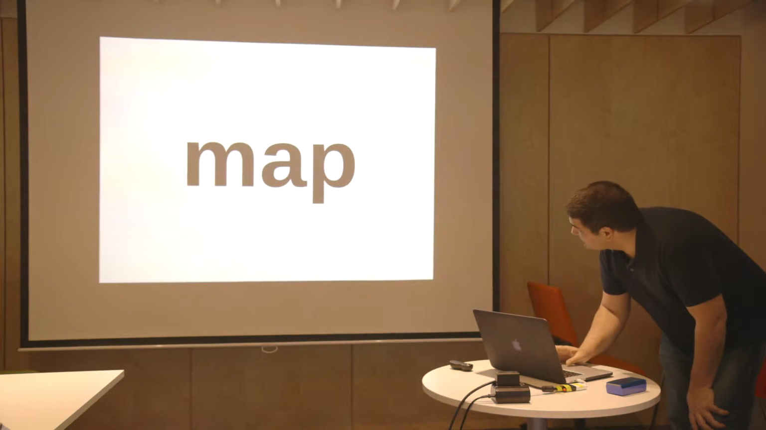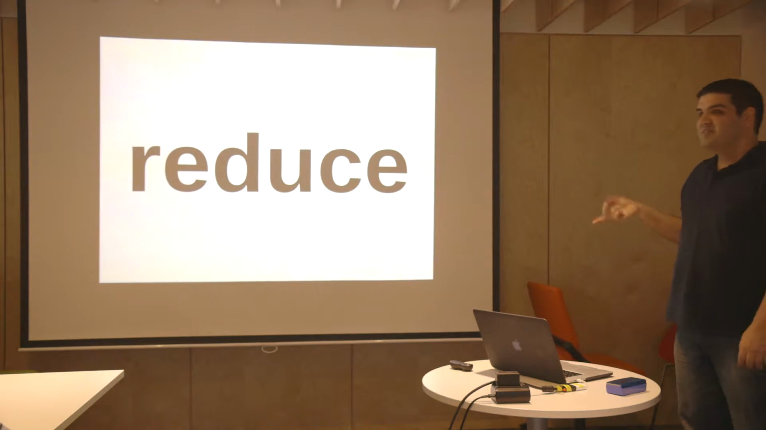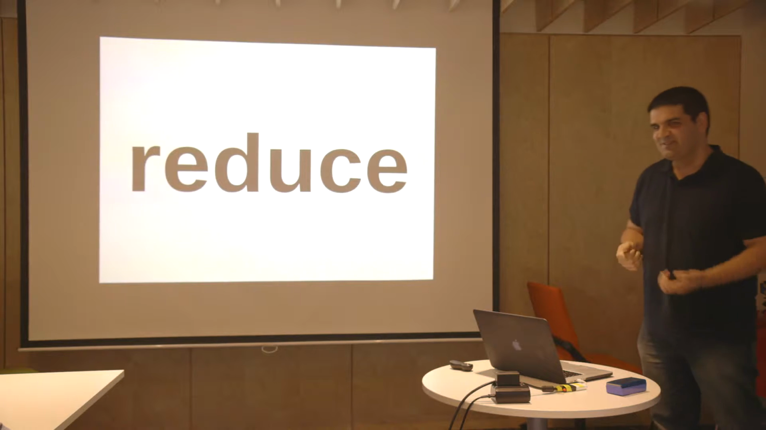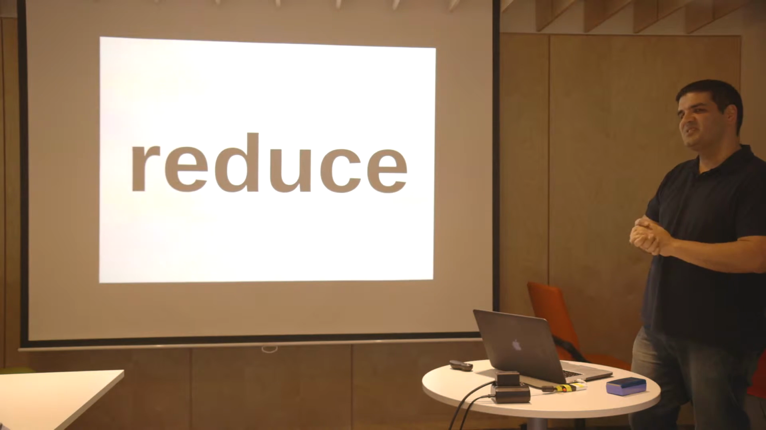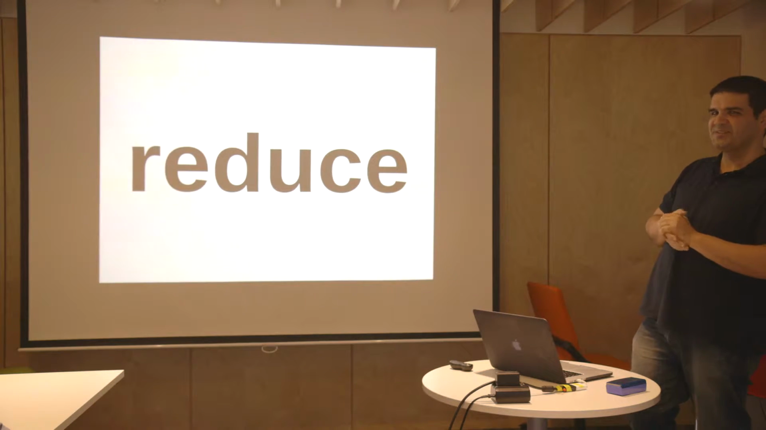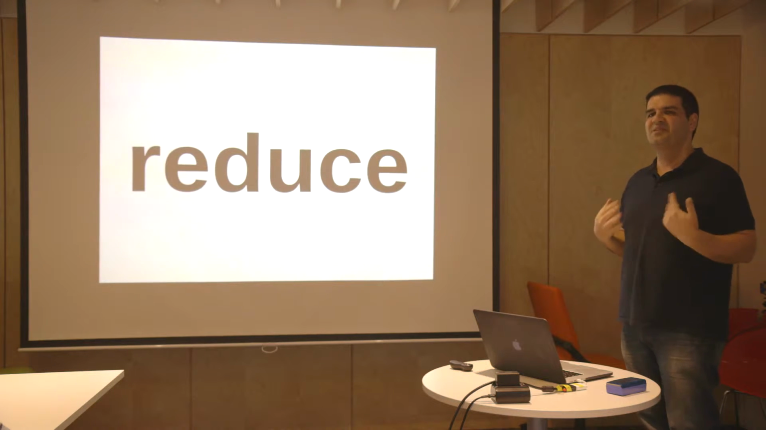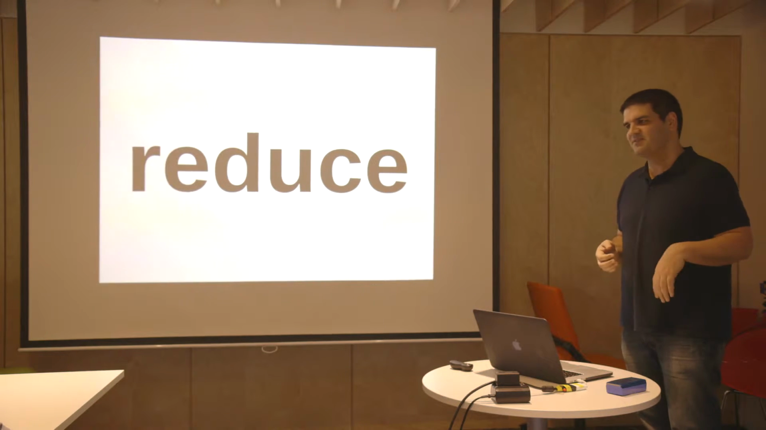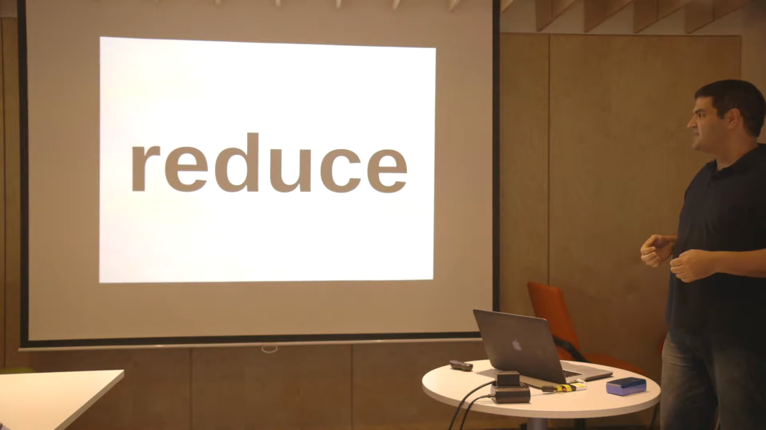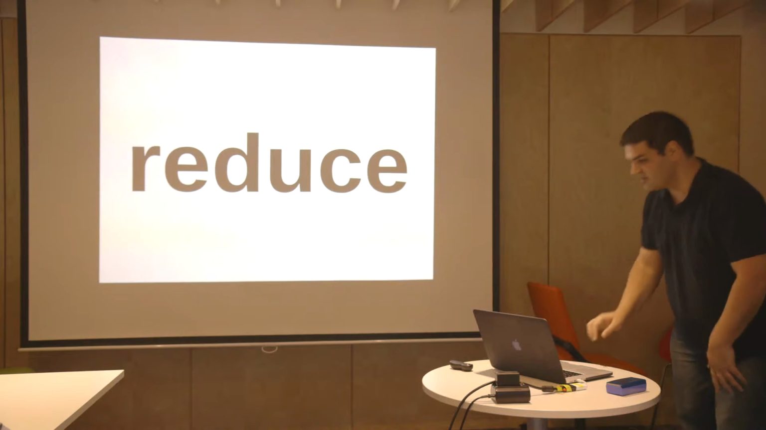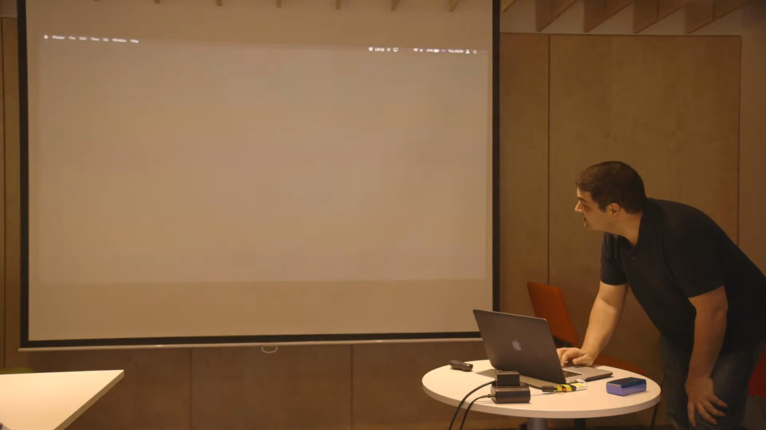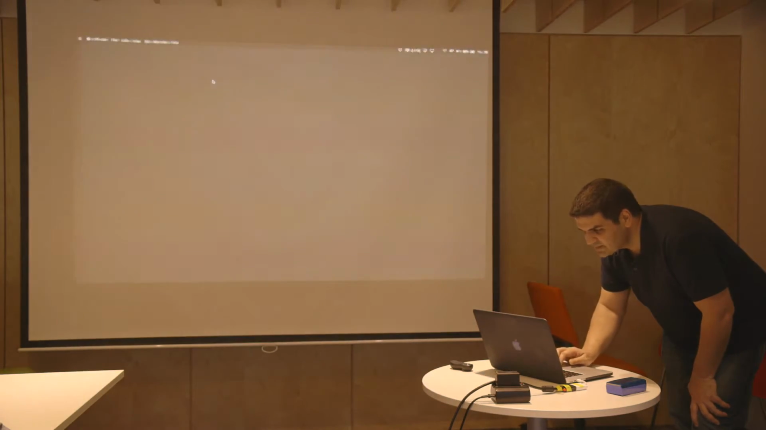Now, another very important function in the functional toolkit is reduce, which is sometimes misunderstood. So map is the more common, which probably a lot of you have already used. But reduce is used in another context, which I'm going to demonstrate now.